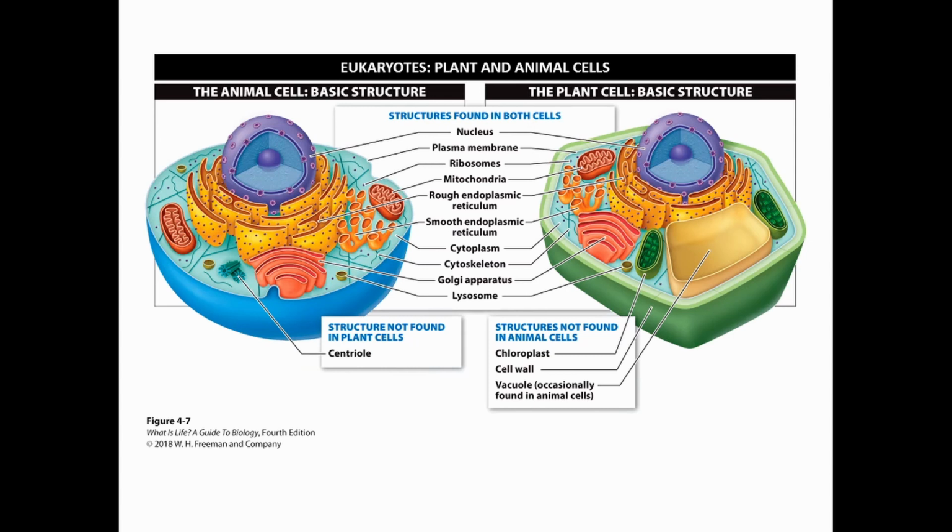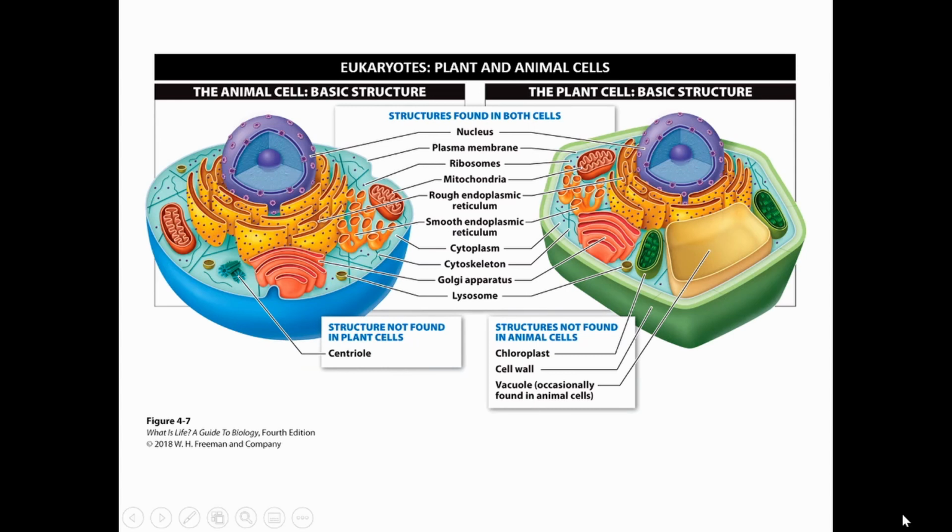The eukaryotic cells do have a couple categories depending on which eukaryote we're looking at. But in general, the things they have in common is that they have organelles, those compartmentalized areas that will perform a specific task for that cell. We're looking here at the plant and animal cells. We have the animal cell on the left and the plant cell on the right.